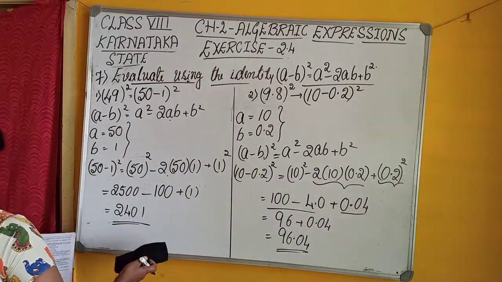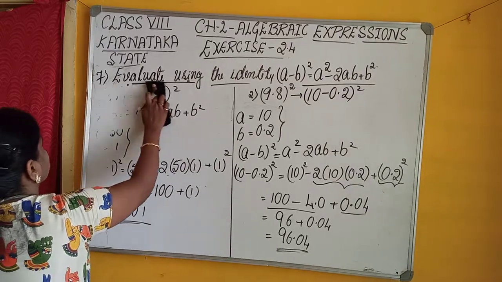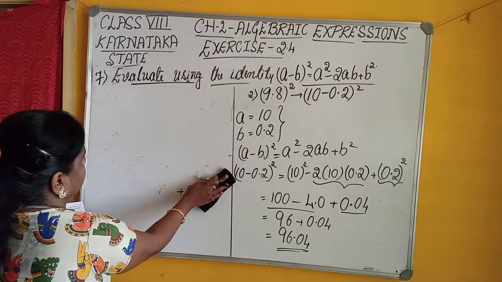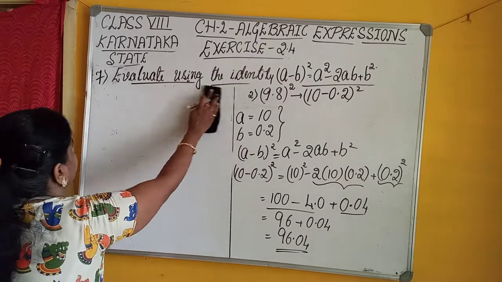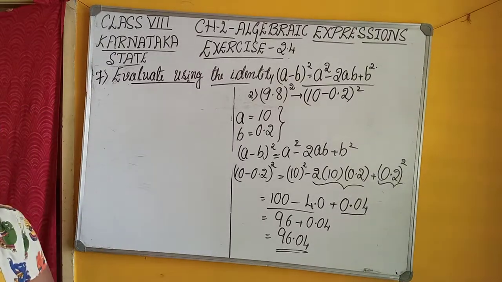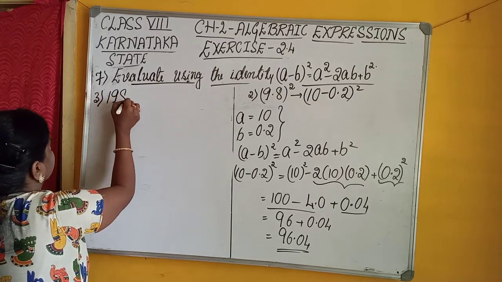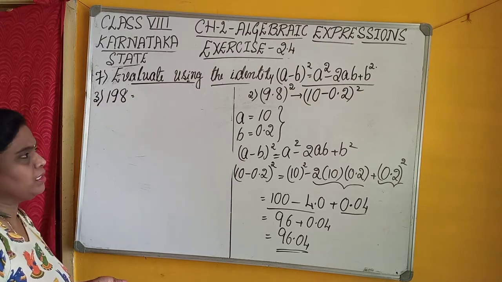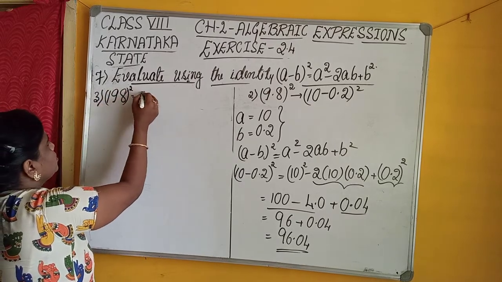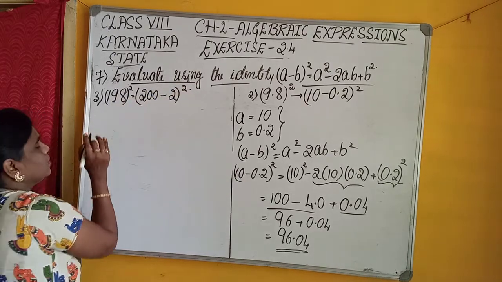Now the next problem, the third one or fourth one, which one do you want? The fourth one I am doing, that is 198. Here you can easily tell that it should be written in the form of (a minus b) whole square, that is equal to, we can easily tell, (200 minus 2) whole square, isn't it?